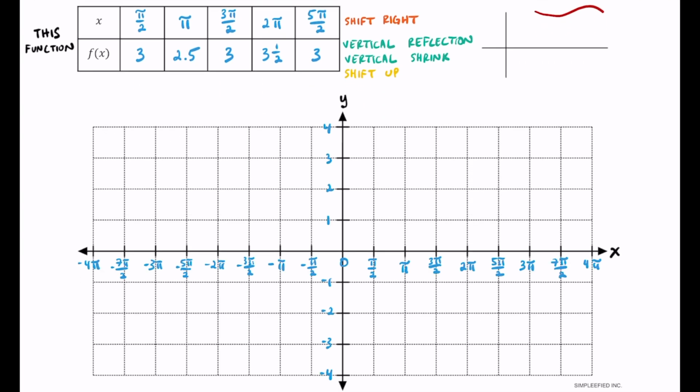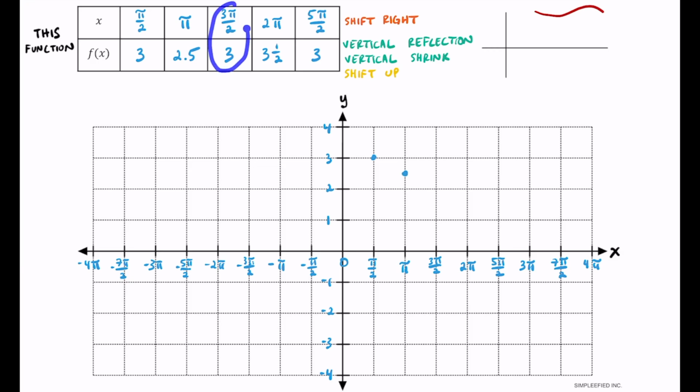Feel free to scale your graph however you would like to, but this is how I'm going on mine. I'm going by pi over 2 along the x-axis and going by 1 whole along the y-axis. For our first point here, we have pi over 2 comma 3, so that's to the right pi over 2 all the way up to 3. Maybe I'll put that right here. Then we have pi comma 2.5, so I'm going to go to the right pi and then go up to 2.5. That's halfway between 2 and 3.